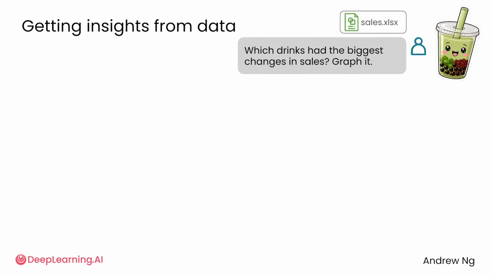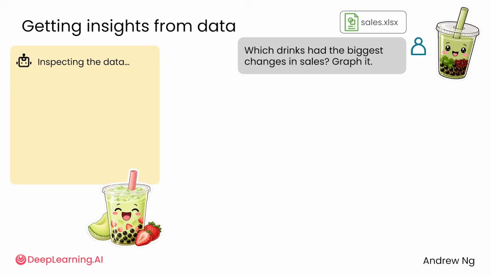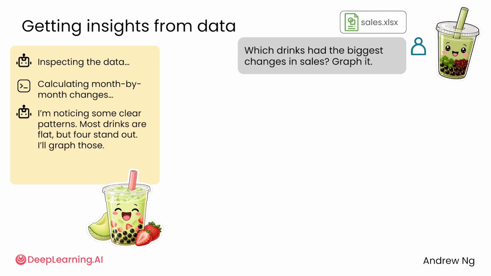The AI will then go through an agentic process to analyze the data and graph it. It'll inspect the data, then calculate the monthly changes in sales, and analyze your data intelligently to help you get useful insights. For example, it may say things like, I'm noticing some clear patterns. Most drinks are flat, but 4 stand out. Now graph those. So not just graphing all the drinks, but identifying and potentially focusing on the most interesting ones.